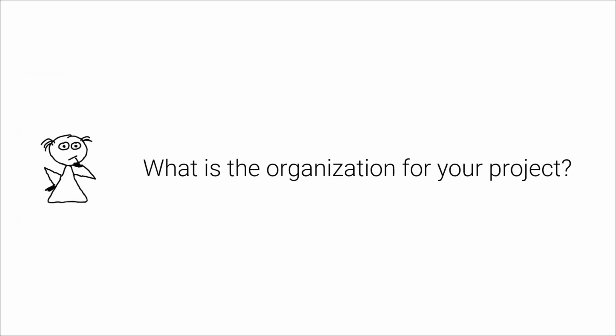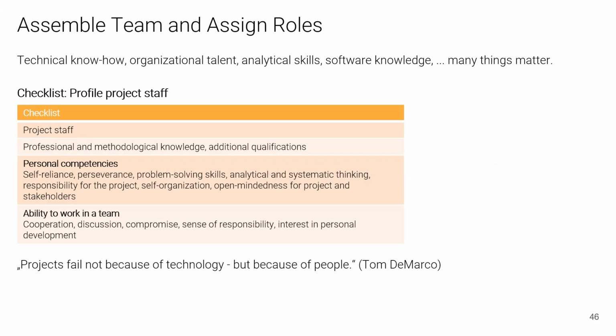Here is another important question for you. What is the organization for your project? The following topic is perhaps not so relevant for us now, but it is important to mention in this context. Should we ever put together a team and assign roles, we should clarify in advance who we are looking for for the employee position or what criteria the person must fulfill in order to fill a certain role in the project. Once again, an important sentence should be noted here. Projects fail not because of technology, but because of people.